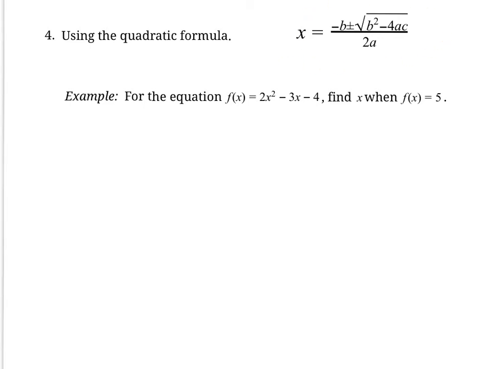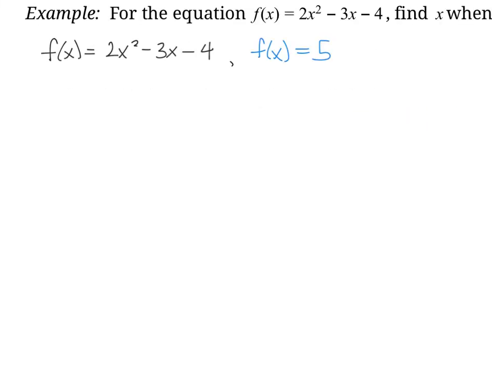So here we're given another equation. We're looking for x when f at x is equal to 5. All right, so here's our equation. We're subbing in f at x equals 5. So we've got 5 is equal to 2x squared minus 3x minus 4.